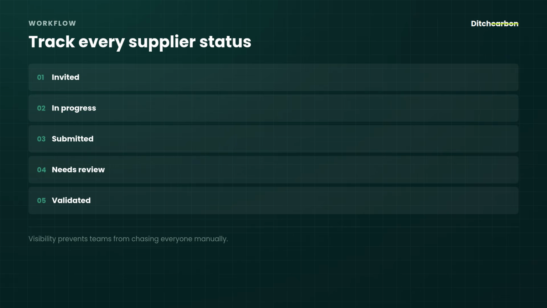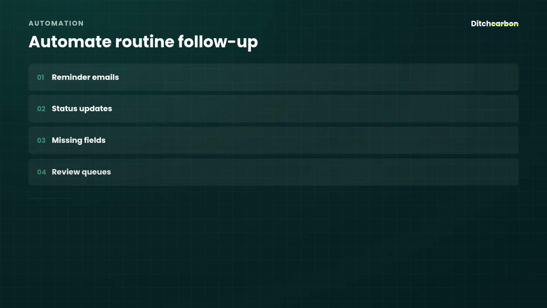Workflow is probably where sustainability teams feel the pain most directly. Who's been contacted? Who opened the request? Who submitted? Who needs clarification or a reminder? If the answers to those questions live across Outlook, Excel, and someone's personal notes, the program is very difficult to scale. A useful tool should give you one place to see supplier status, invite it through to validate it, and automate the routine follow-up so your team spends its time on the suppliers who genuinely need human engagement.